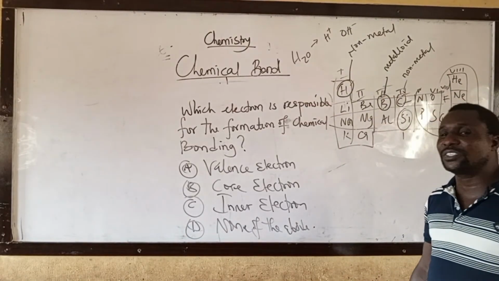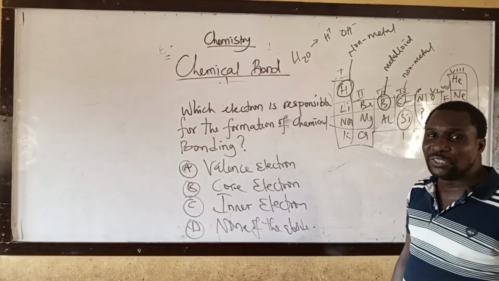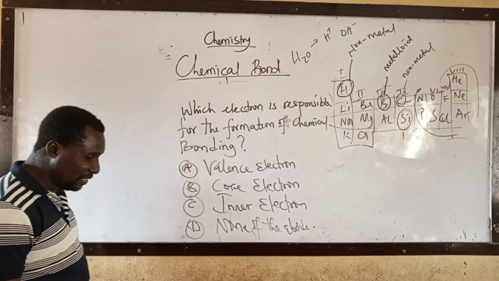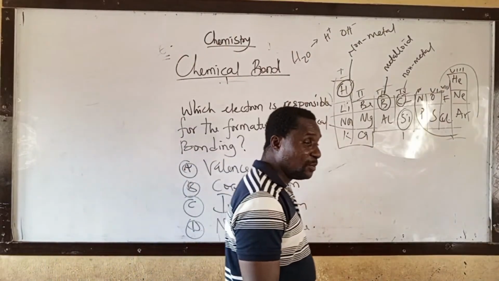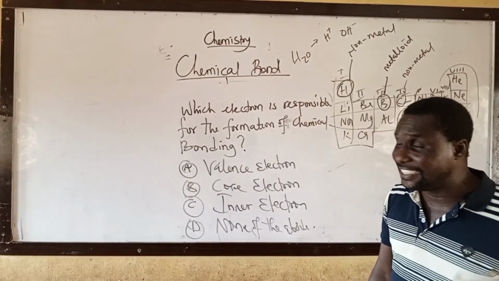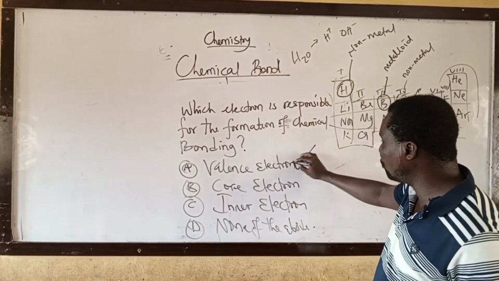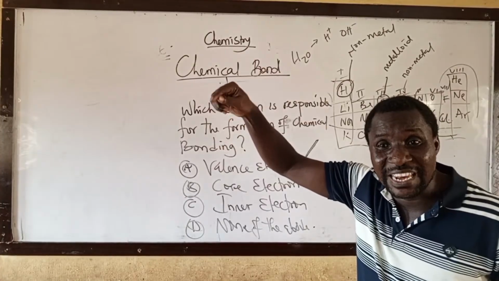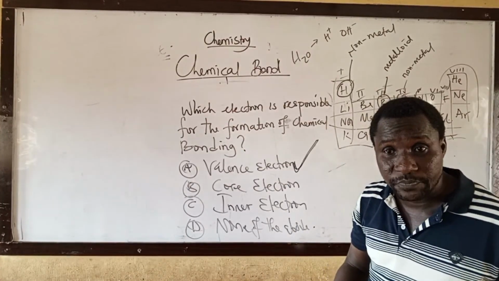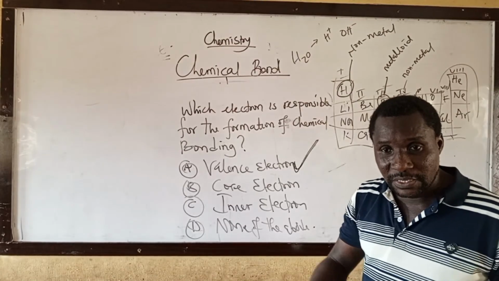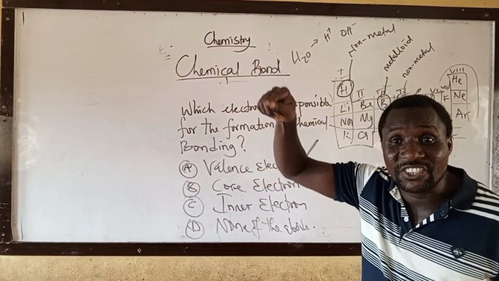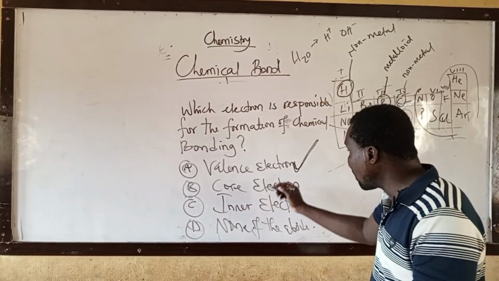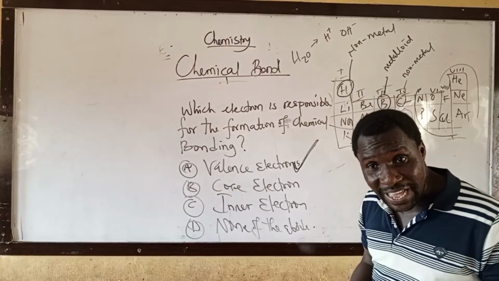Which electron is responsible for the formation of chemical bonding? The answer to this question is valence electron. Why? Valence electron is the outermost electron, the electron on the last shell. It could be one, it could be two. We can call them valence electrons if they are on the last shell.